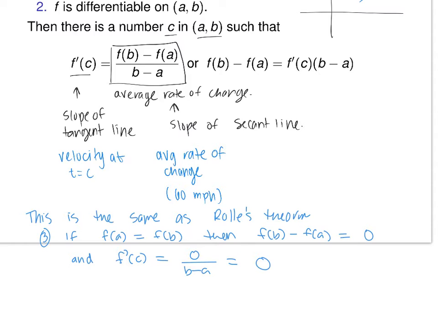So that third condition, you still have the same conclusion, right? So the slope of the secant line happened to be 0. Does that make sense? Okay.